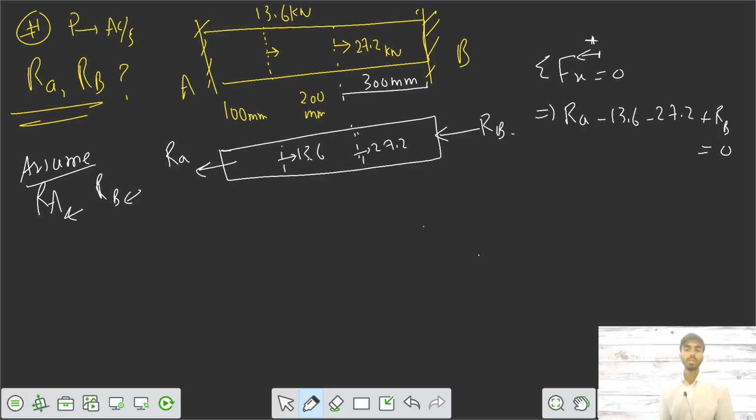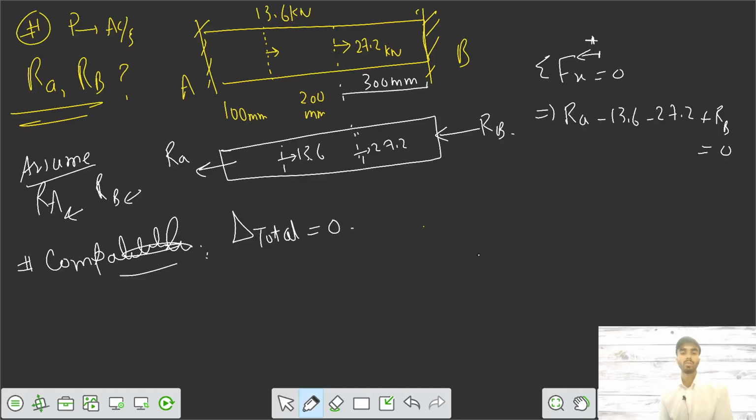This is your number one equation. Number two equation: since you have two unknowns, the next equation we can get from the compatibility condition, which says delta total or delta net has to be equal to 0. For that we need to get the free body diagram for these three sections. Okay, this one is your number one.